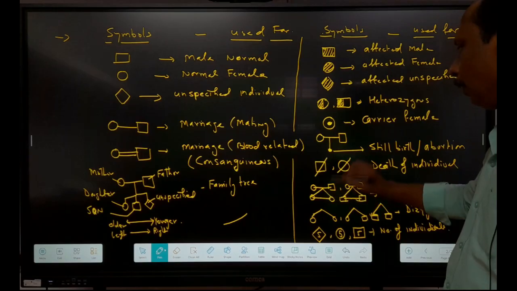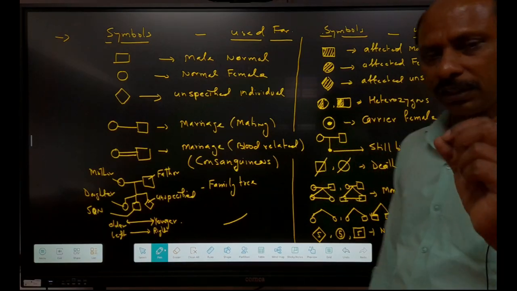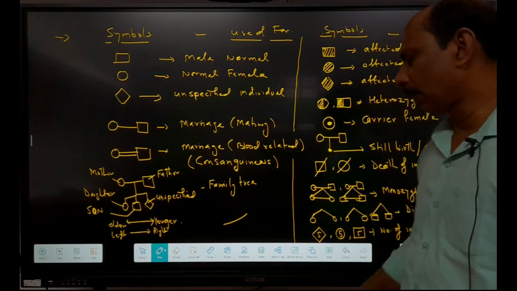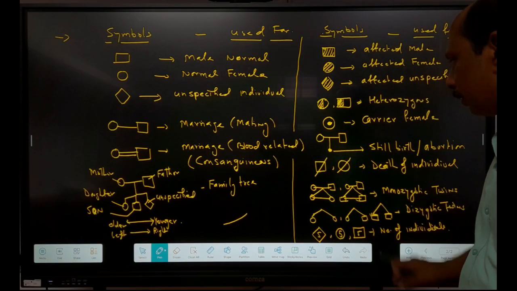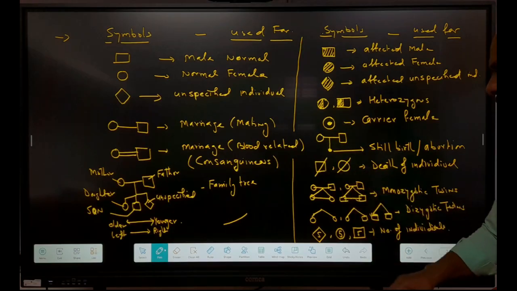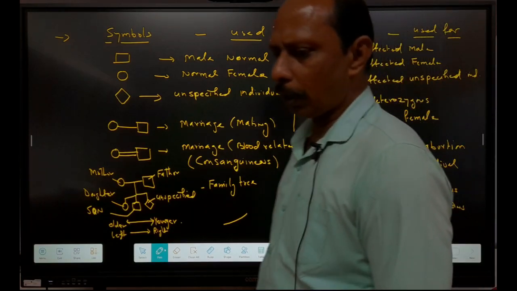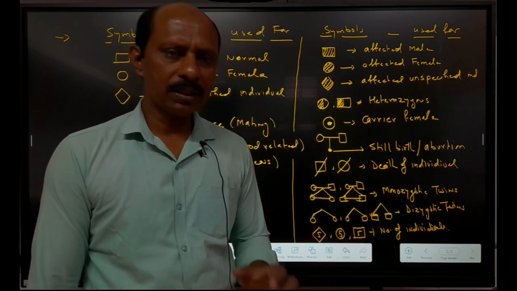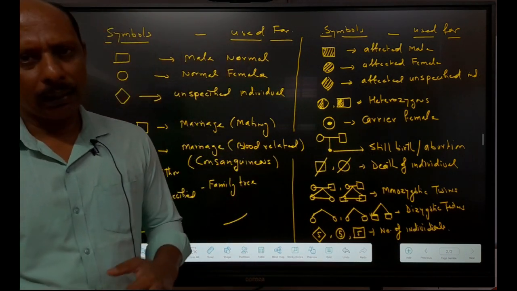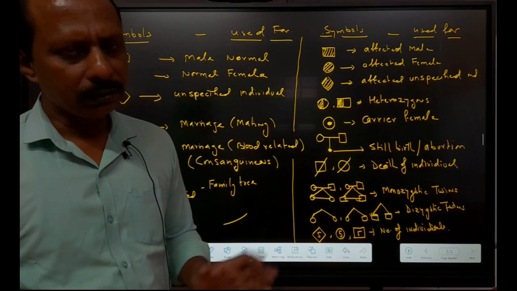Here, a stillbirth is represented by a dot-like structure, called an aborted child or stillbirth, right? When they are dead, it is given by a cross. And for twins, we have two types: monozygotic, which develop from a single zygote, and dizygotic, which develop through two different zygotes.